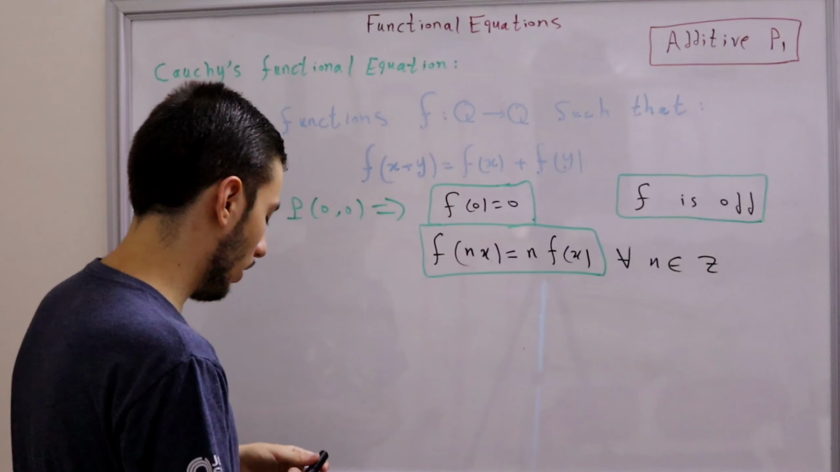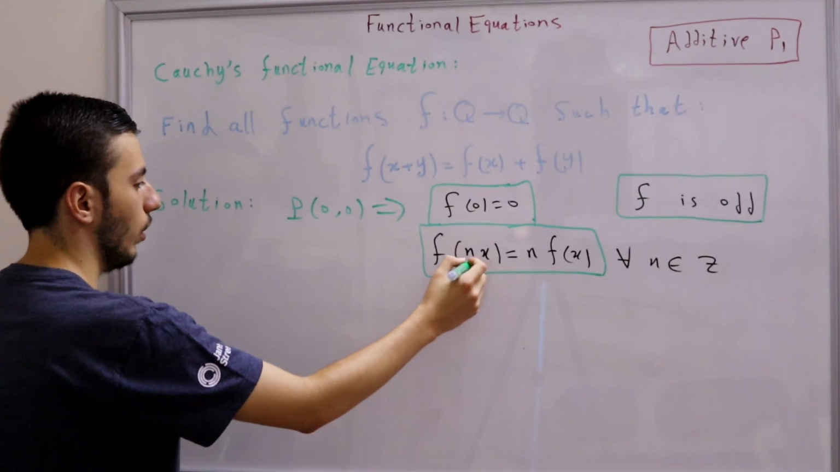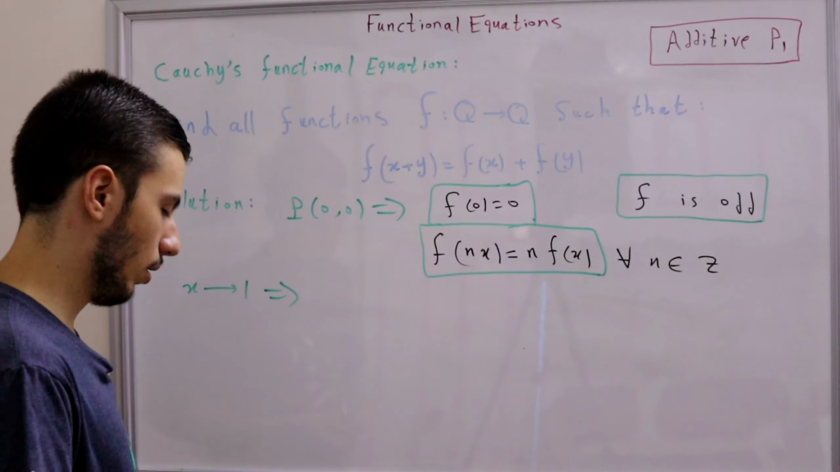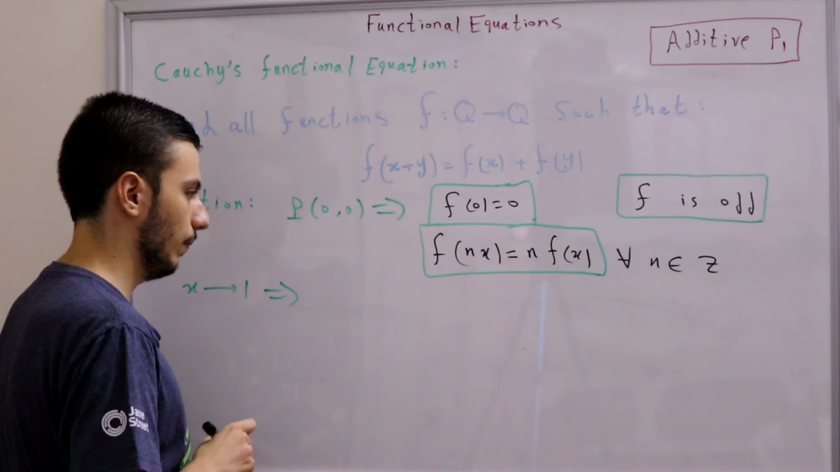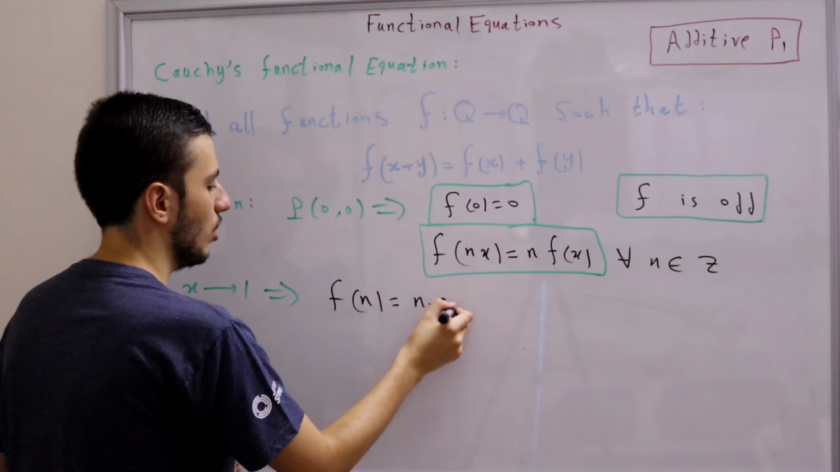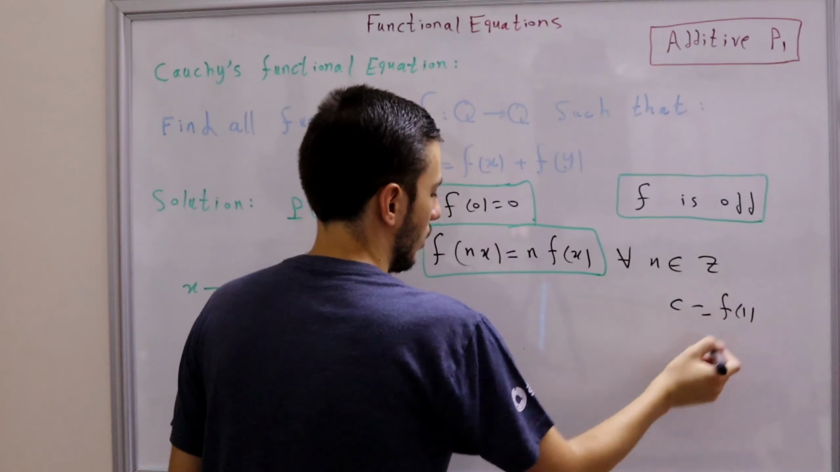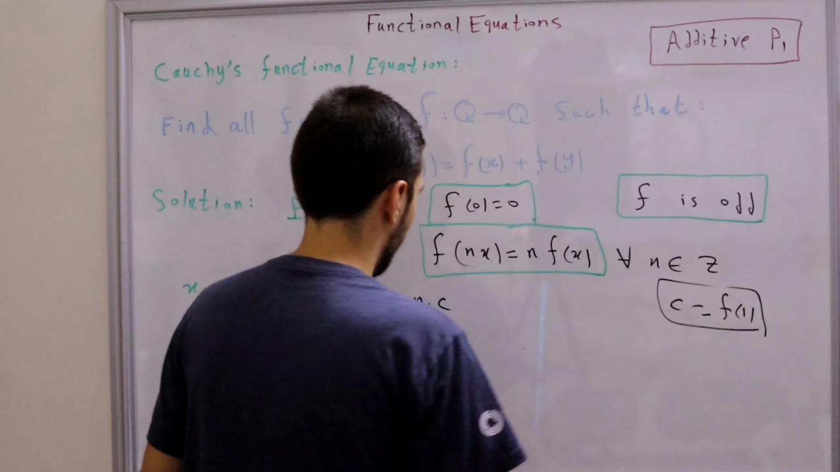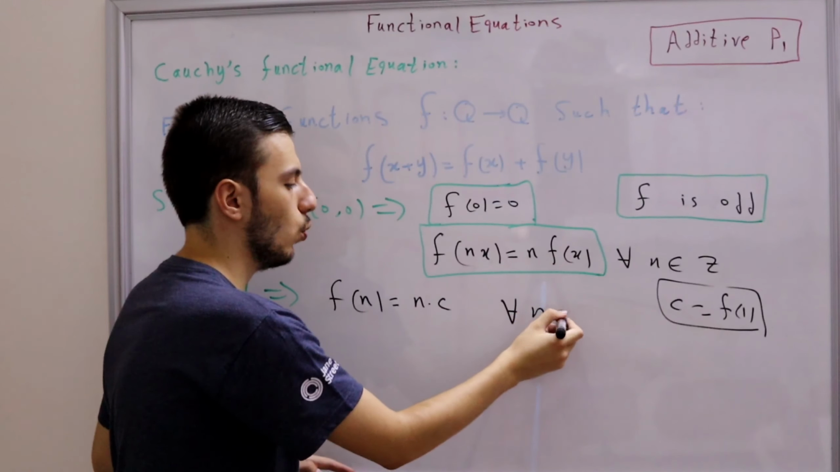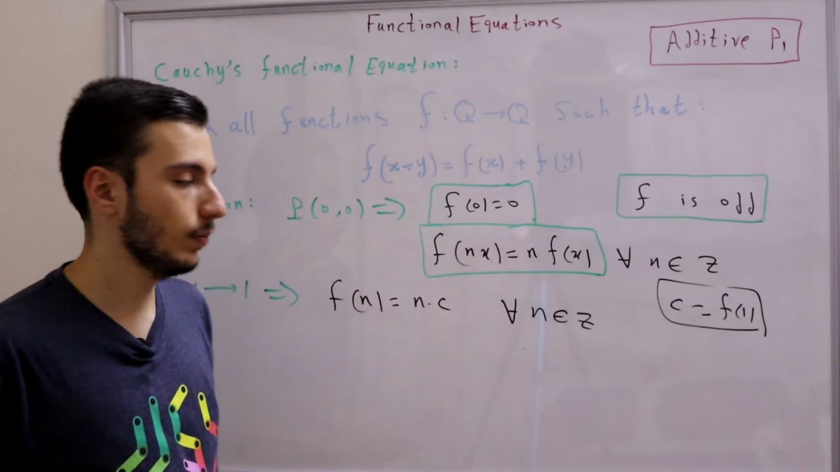Okay, so actually let's write that. So basically, by substituting x with 1, we're going to get that f of n is simply n times c, where c is f of 1. So we can write here c is f of 1. Okay, great. And this holds for all integers, right? So if our problem was from Z to Z, then we are done. But it is from Q to Q.